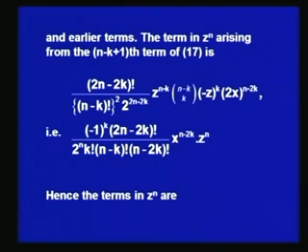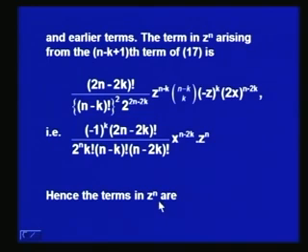Now, the terms in z to the power n, which arise from the (n minus k plus 1)th term of equation 17, are given by (2n minus 2k)! over ((n minus k)!)² into 2 to the power 2n minus 2k into z to the power n minus k, and then nCk into (minus z)^k into (2x) to the power n minus 2k, which after simplification gives us (minus 1)^k into (2n minus 2k)! over 2^n into k! (n minus k)! (n minus 2k)! into x to the power n minus 2k into z to the power n.